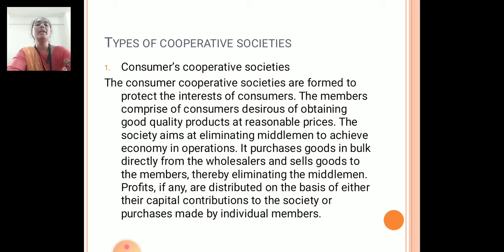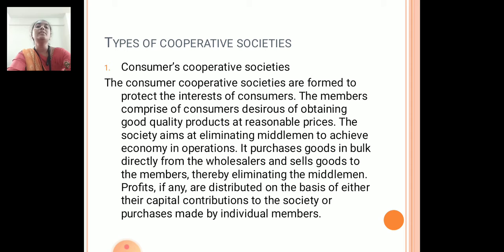So if there are any profits, they will be distributed on the basis of their capital contribution. If a person has purchased more shares and has contributed more capital to the society, he will get more profits compared to the person who has invested less in the society. So here, in order to eliminate the middlemen, the consumer cooperative society is formed.